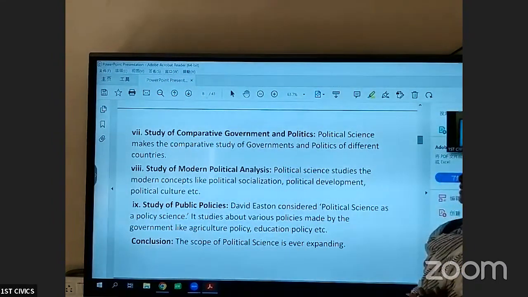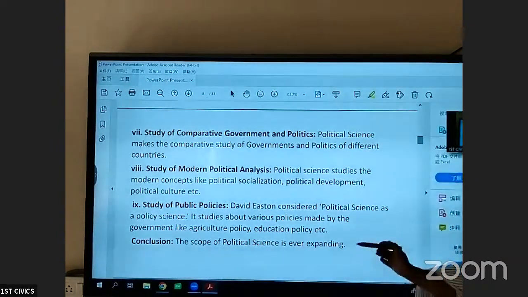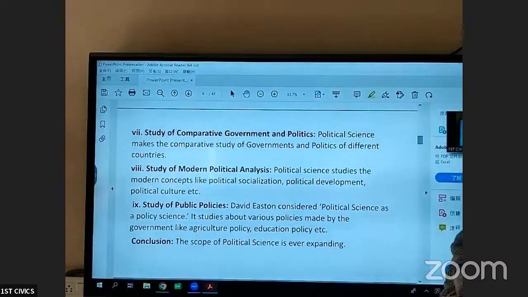Political science is a study of modern political analysis. It studies modern political concepts like political socialization, political development, political culture. And it also studies public policies. David Easton considered political science as policy science.